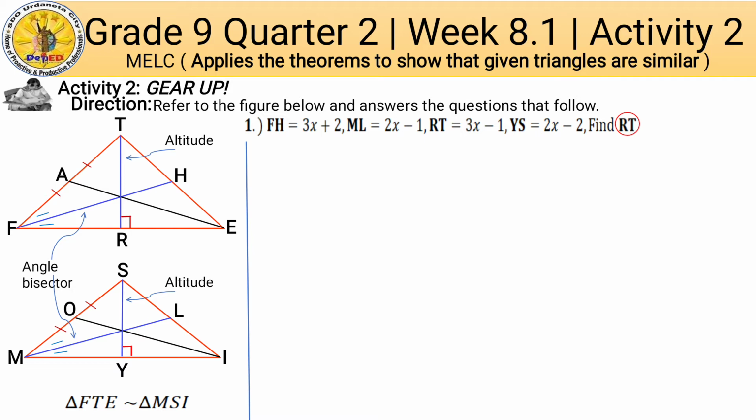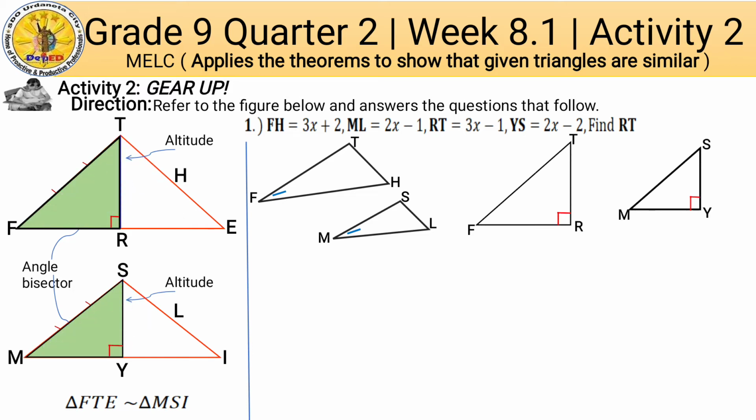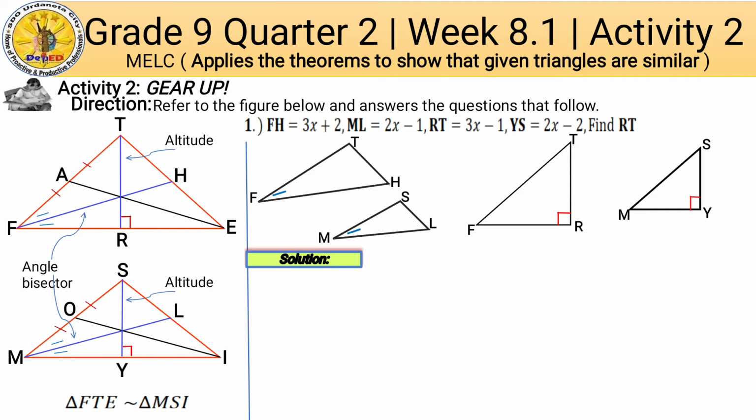In this problem, we can use the special segment theorem to find the value of x. But first, let us identify the triangles formed by the segments that will help us to solve this problem. The triangles that can be formed using the bisector lines FH and ML are triangle FTH and triangle MSL, while the triangles formed by the altitude lines TR and SY are triangle FTR and triangle MSY. We have now the solution.